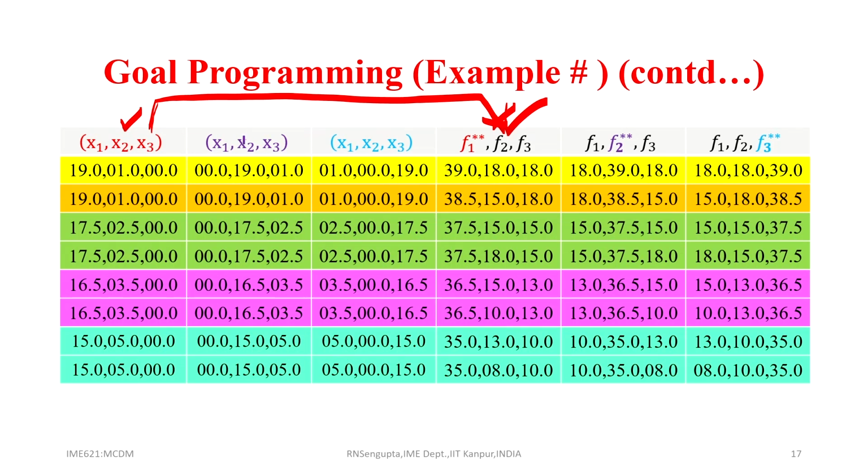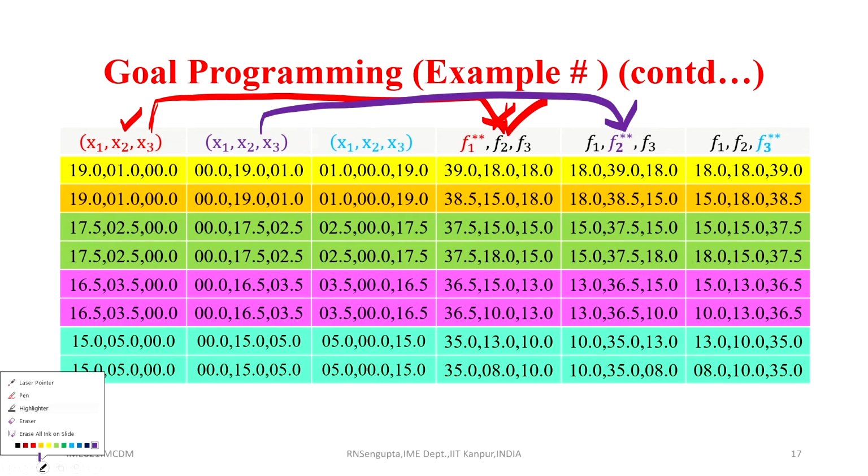If you see the second column and the fifth one, the second column corresponds to when I am only optimizing the second objective function, with the first and the third in the constraints. That is why it is shown in violet: x1, x2, x3 in violet, and the corresponding heading of the fifth column is f1 in black font color, f2 double star in violet, and f3 in black font color.